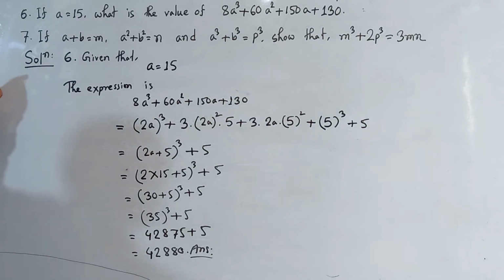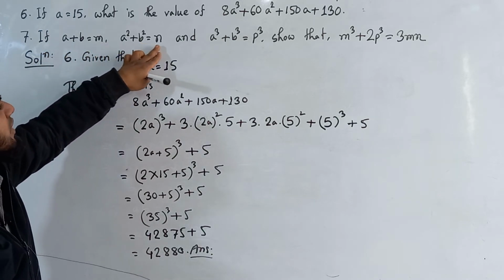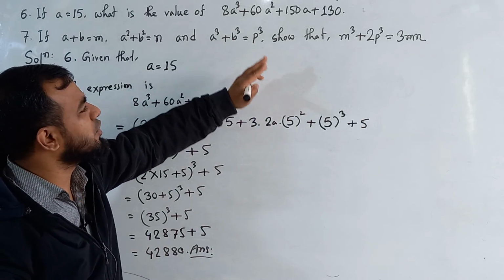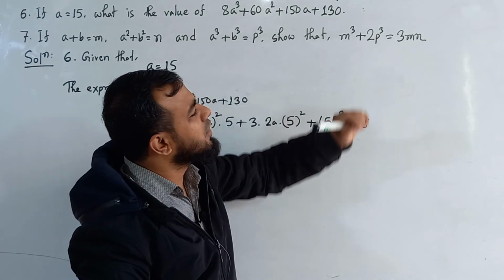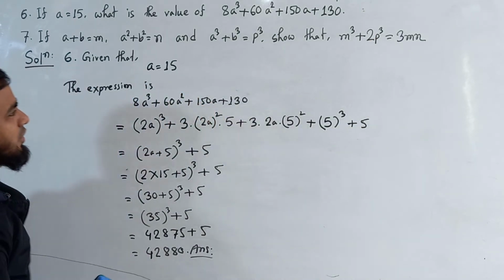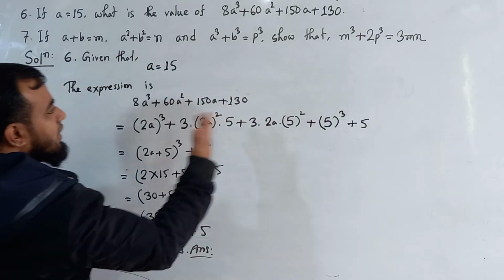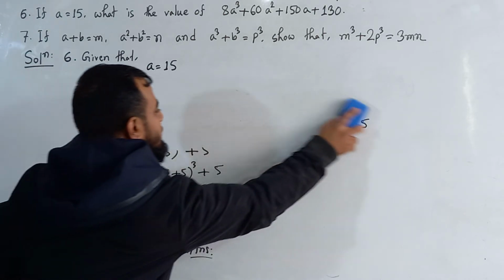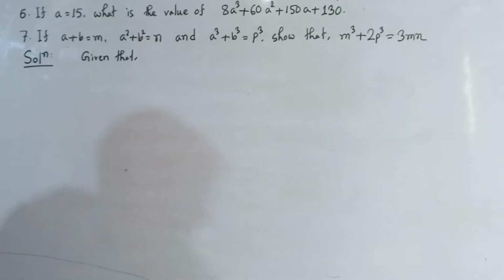Now question number 7 we will solve. Question number 7 is: if a plus b is equal to m, a squared plus b squared is equal to n, and a cube plus b cube is equal to p cube, show that m cube plus twice p cube is equal to thrice mn. For this kind of problem, we need to write down the given information, then take the left hand side, then we will get the right hand side by the calculation.